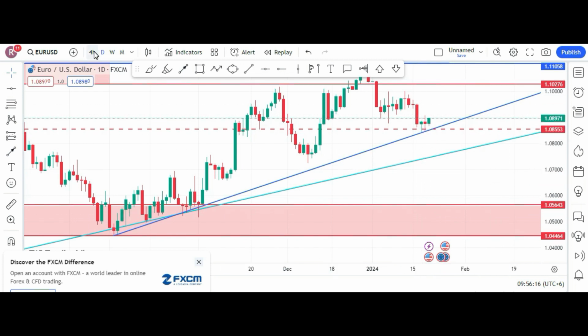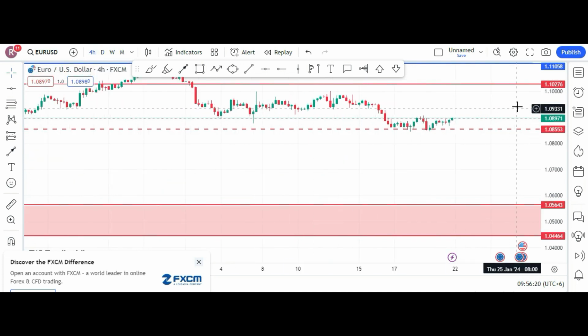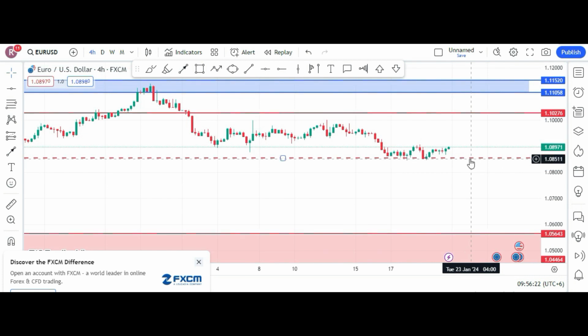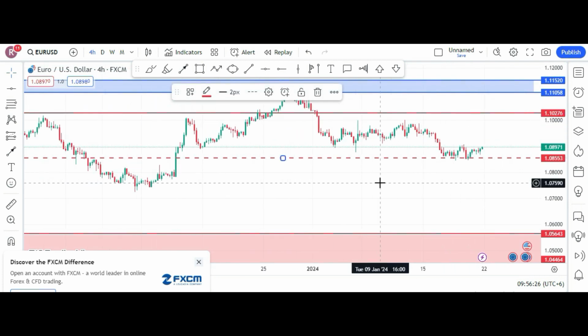Coming back to 4 hour. Okay, let's remove some of this marking. I will remove them later, but let's do the analysis first.